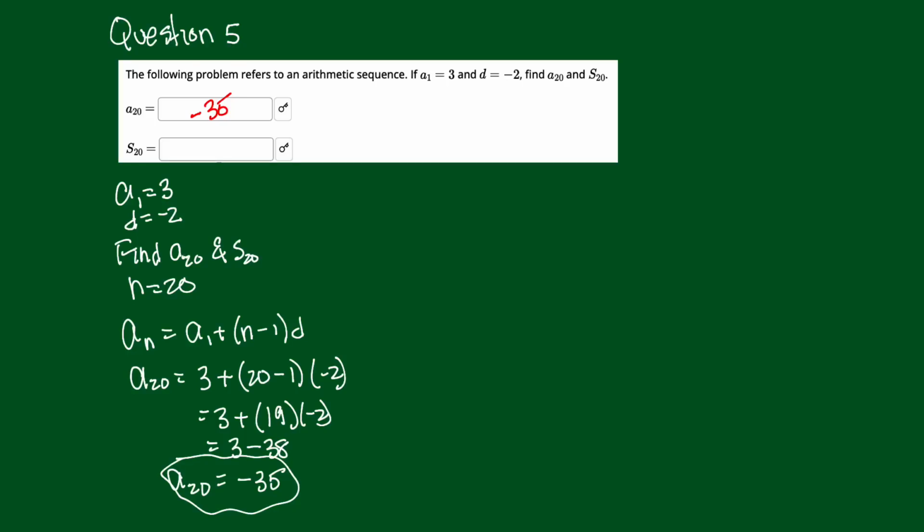Now, let's get the sum of the first 20. Well, I've got a formula for that. It goes S sub n is equal to n over 2 times the quantity a1 plus an. So for us, n is 20, so we'll have the sum of the first 20 terms is 20 over 2 times a1, which is 3, plus an. Now this is an where n is 20. Now we just found that down here. It's negative 35.